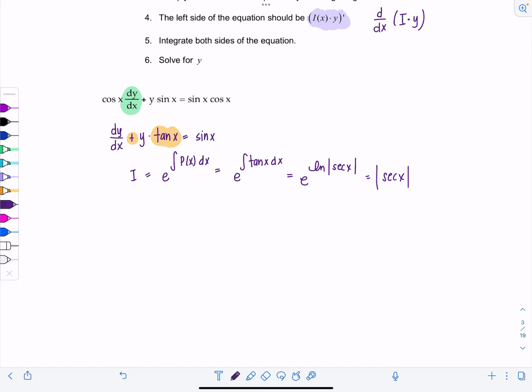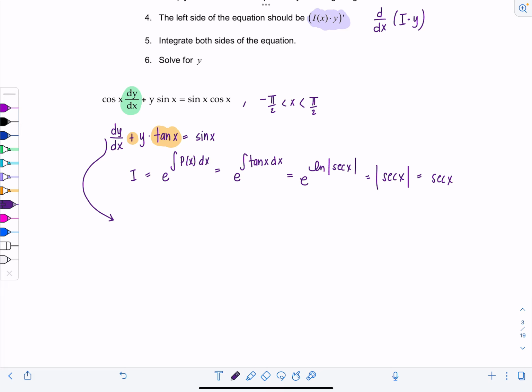Okay. So from here, now let's go back to this differential equation, and we're going to multiply everything through by absolute value of secant x. All right. And just to make things easier, we're going to assume that secant of x is positive, which means I'm assuming cosine of x is positive. So let's just say x is between negative pi over 2 and pi over 2. So we don't have to worry about keeping the absolute value, just to make life easy.